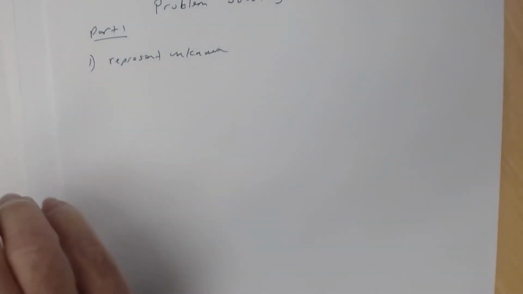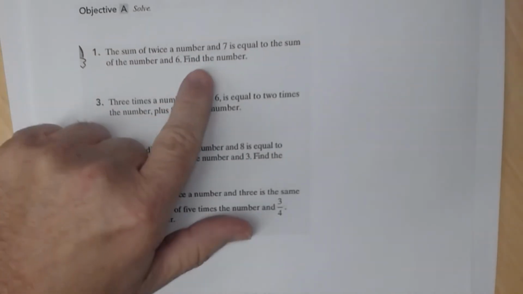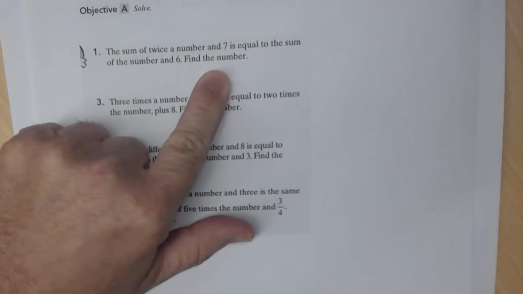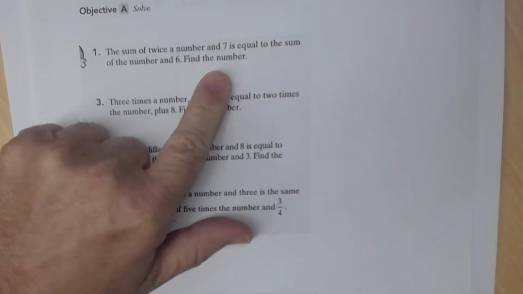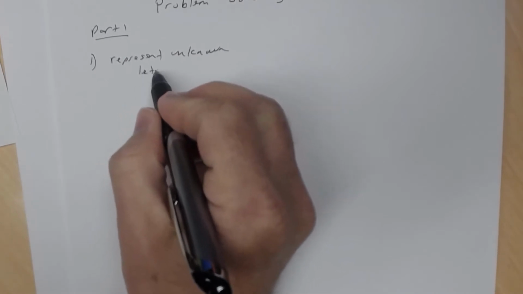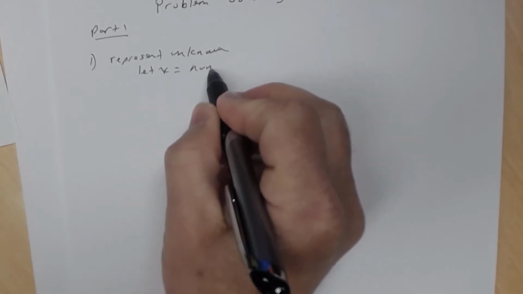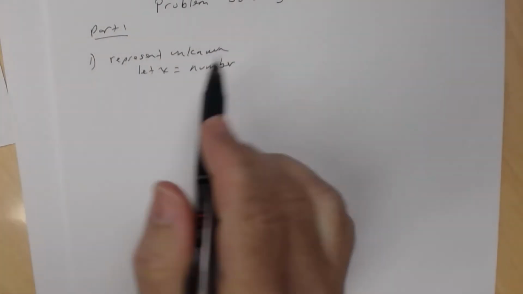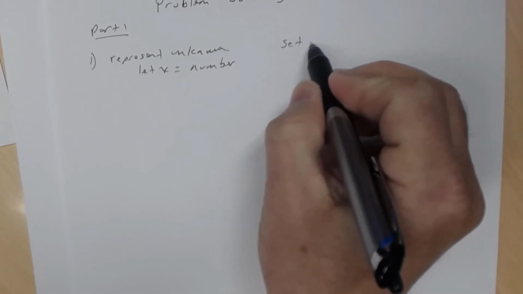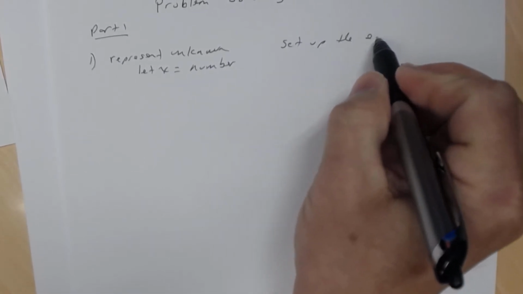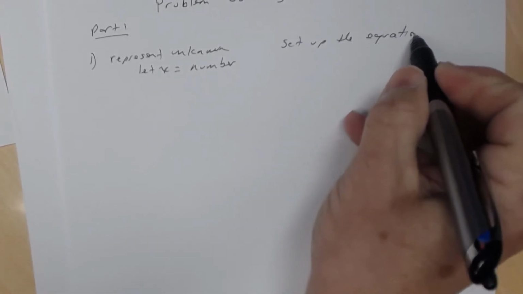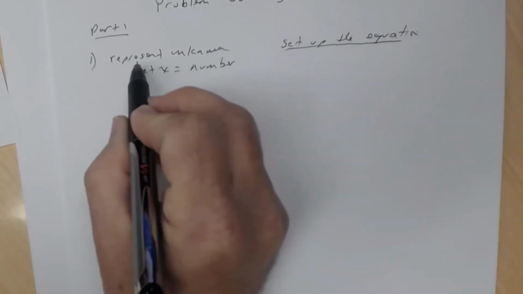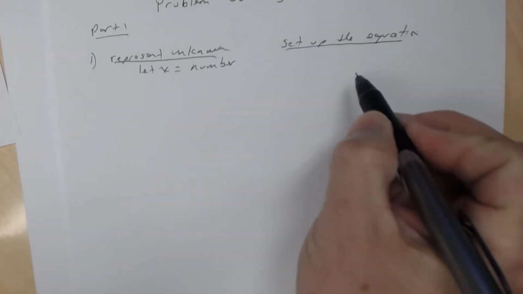In this case, you're asked to find the number, so we're going to let the variable x represent the number. You're going to say, let x equal the number, since that's what you're trying to find. Once you represent the unknown, then you're going to set up the equation.